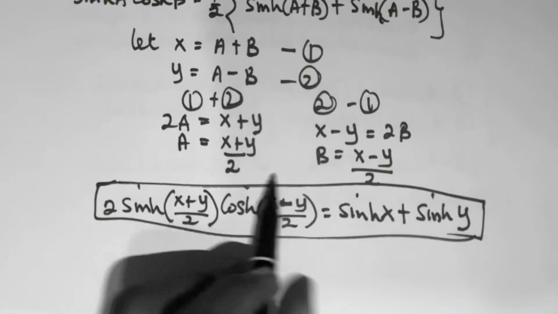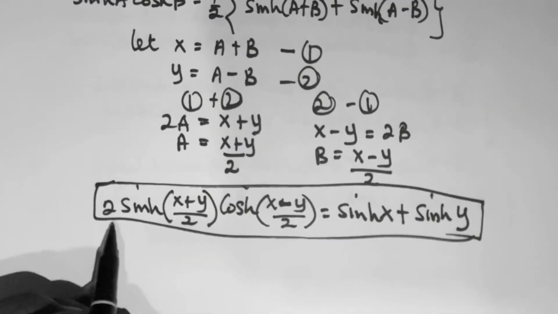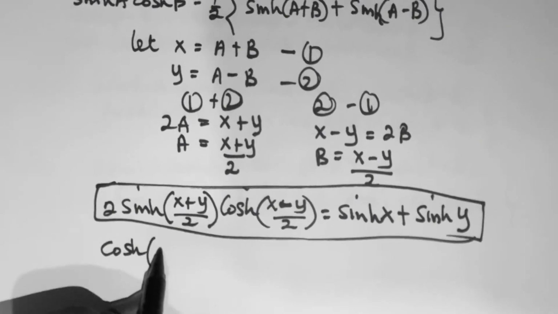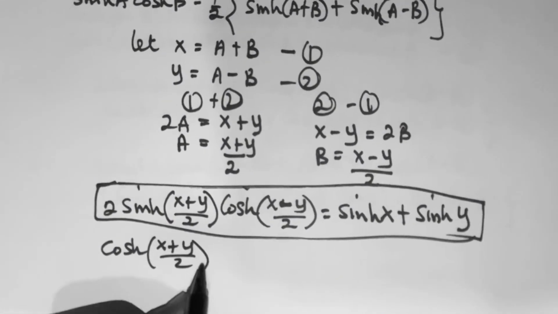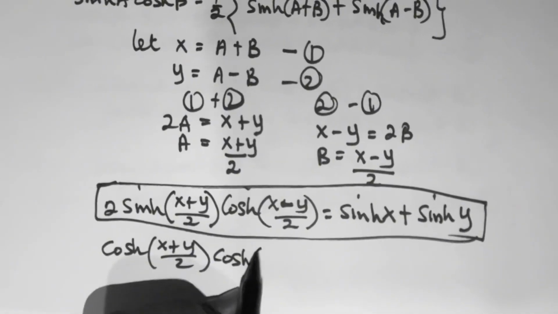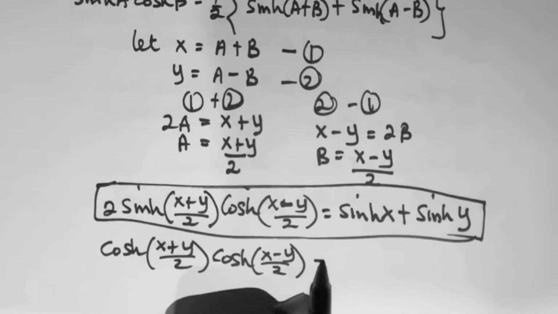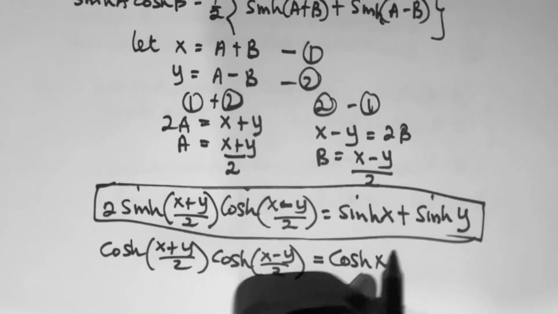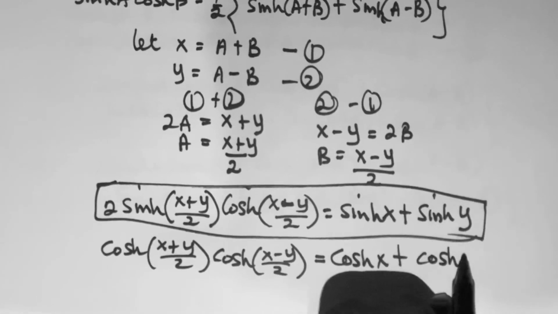And then the last one, we could use the same principle to write for this equation. So cos a becomes cos (x plus y over 2), and then cos b becomes cos (x minus y over 2), and then that is equal to cos a plus b becomes cos x, and then plus cos a minus b is cos y.